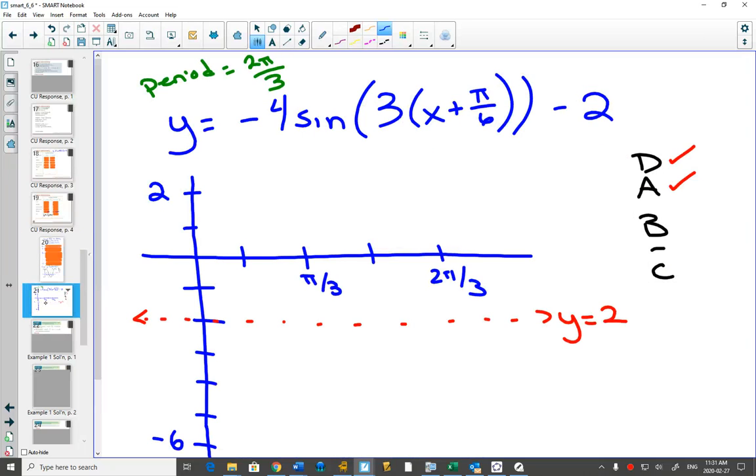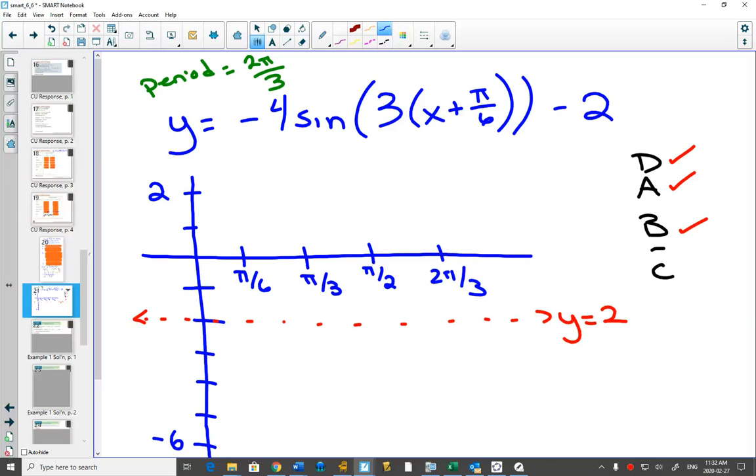Okay. Half of pi over 3, pi over 6. Count by pi over 6, 1 pi over 6, 2 pi over 6, 3 pi over 6. Are you okay if I reduce that to pi over 2? We've now done the B value.